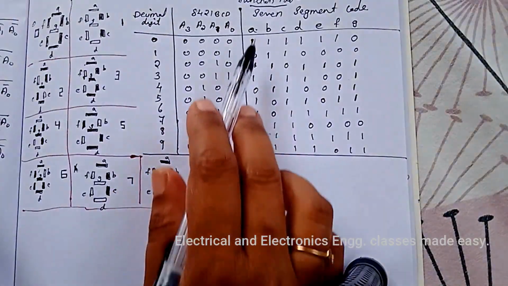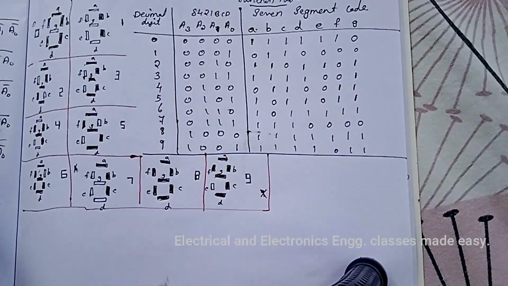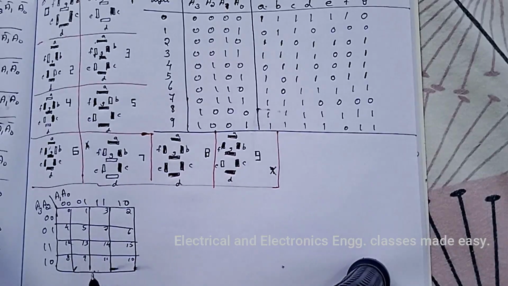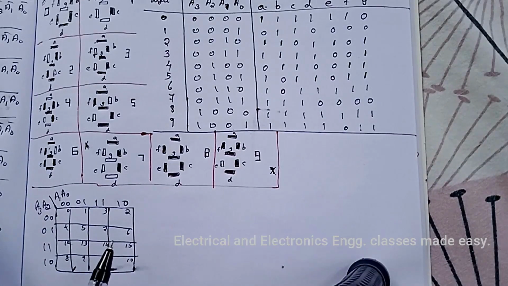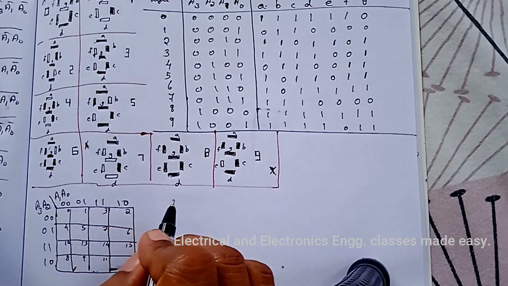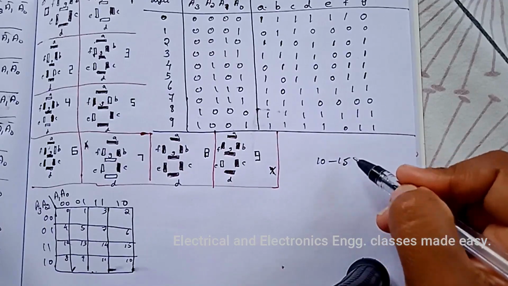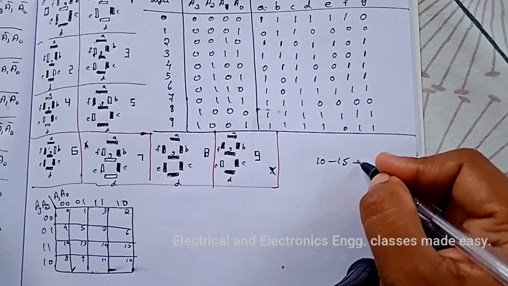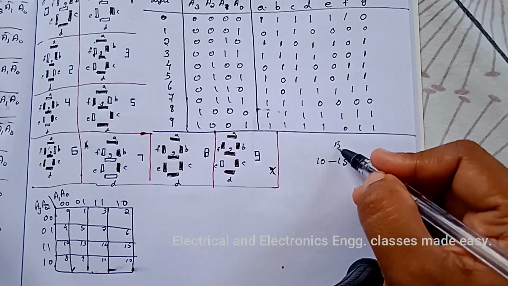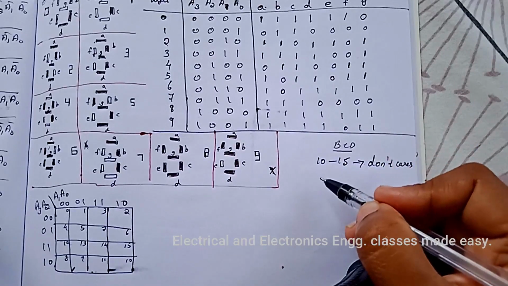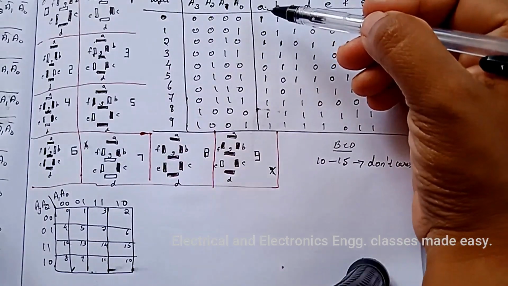Next, we have to realize each of these segments using K-map. So while realizing using K-map, this is BCD code. So here the invalid numbers are 10 to 15. So these invalid numbers are don't cares. Remember, in BCD code the invalid numbers are don't cares. So first is segment A.